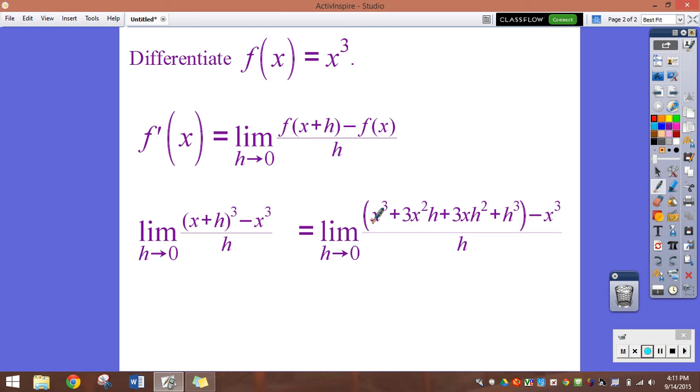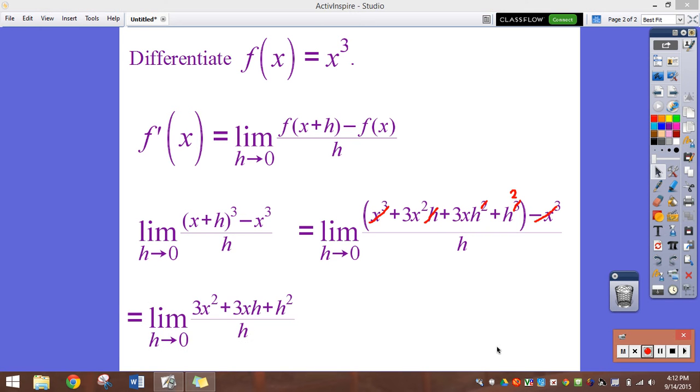My x cubeds would cancel. And then what I notice is the resulting three terms each have h's in them, at least one h, so I could cancel that h, reduce the 2 to a 1, and change the 3 to a 2. From there, after simplifying and cleaning it up a little bit, my resulting limit would be the limit as h approaches 0 of 3x squared plus 3xh plus h squared, all over h.